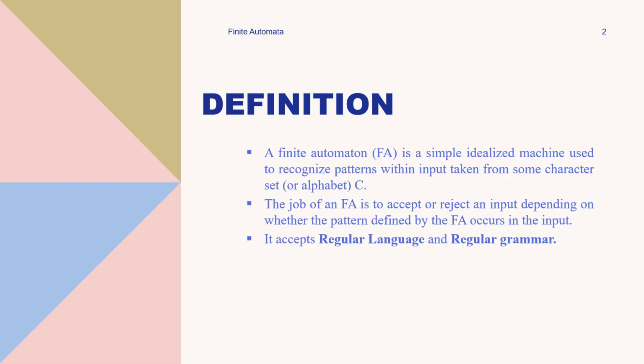Definition of finite automata. A finite automaton is a simple idealized machine used to recognize patterns within input taken from some character set or alphabet sigma. The job of an FA is to accept or reject an input depending on whether the pattern defined by the finite automaton occurs in the input. It accepts regular language and regular grammar.